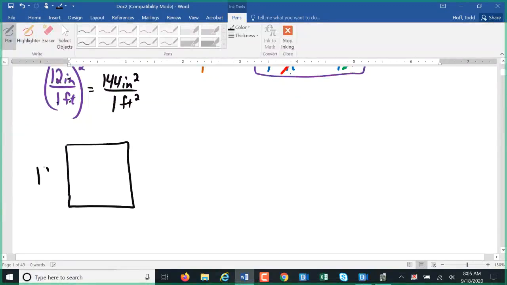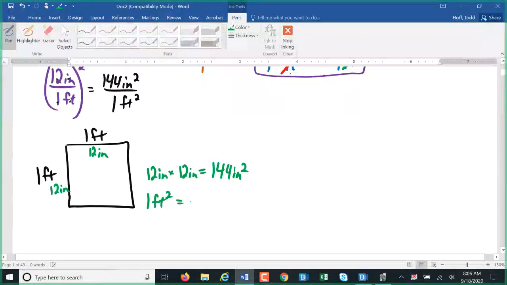Because a square foot was 1 foot by 1 foot, which would be 12 inches by 12 inches. Well, 12 inches times 12 inches is 144 square inches. The 1 square foot is equivalent to 144 square inches.